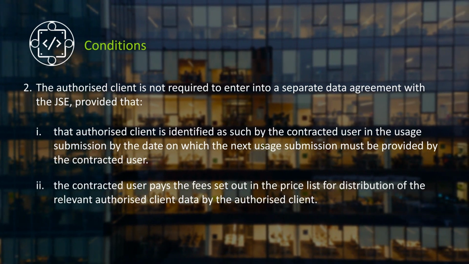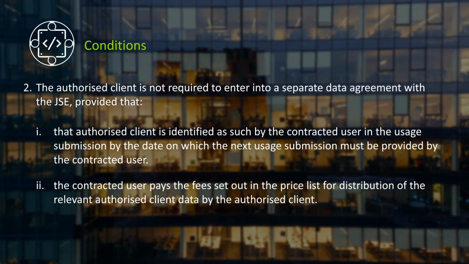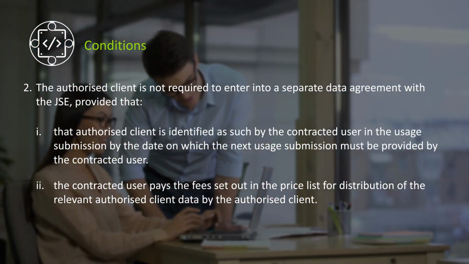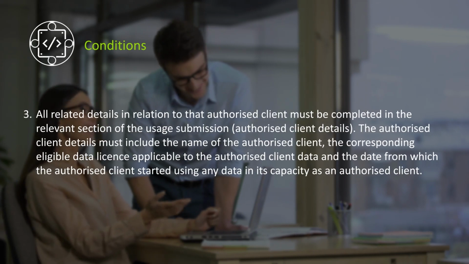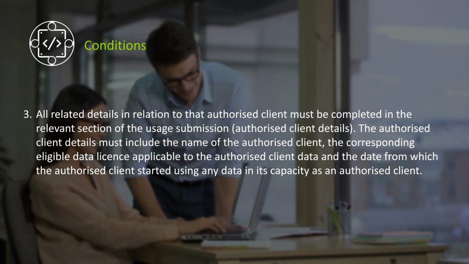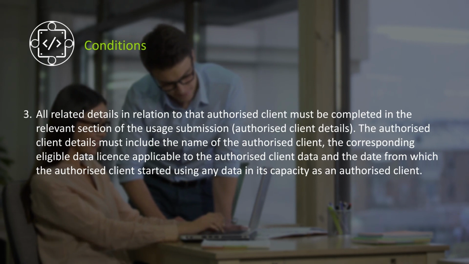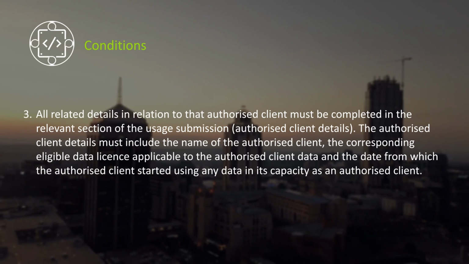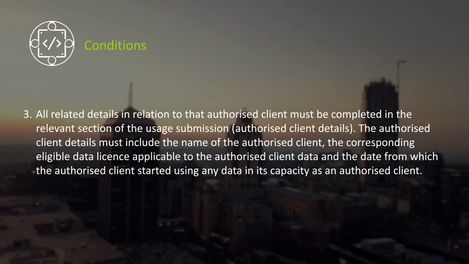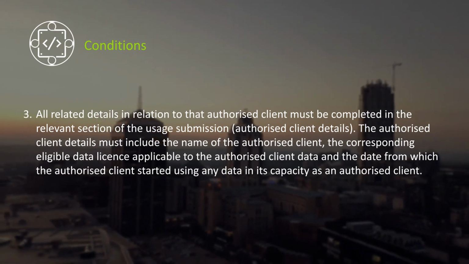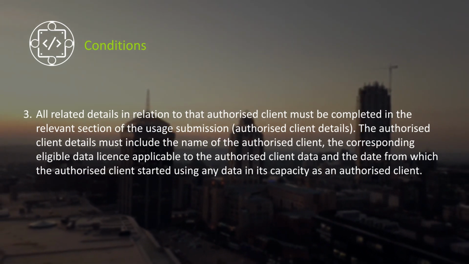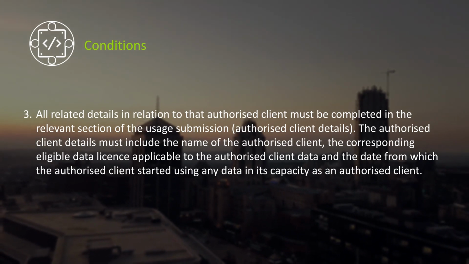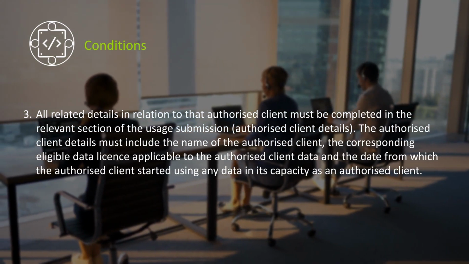The contracted user pays the fees set out in the price list for distribution of the relevant authorized client data by the authorized client. All related details in relation to the authorized clients must be completed in the relevant section of the usage submission. The authorized client details must include the name of the authorized client, the corresponding eligible data licenses applicable to the authorized client data, and the date from which the authorized client started using any data in its capacity as an authorized client.